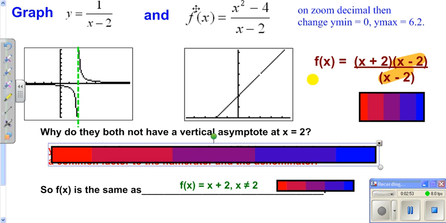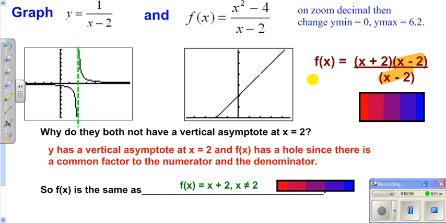As we are looking here, why don't they both have vertical asymptotes? Well, the second one has a hole because it has a common factor in the top and the bottom. The first one has no hole because there's no common factor in the top and the bottom that you can cancel out. So whenever you have a common factor top and bottom, you have a hole occurring wherever that denominator is 0. Here, there's nothing that we can do to simplify this, so whatever causes the bottom to be 0 is your vertical asymptote.